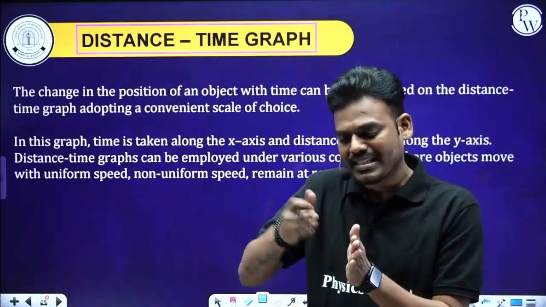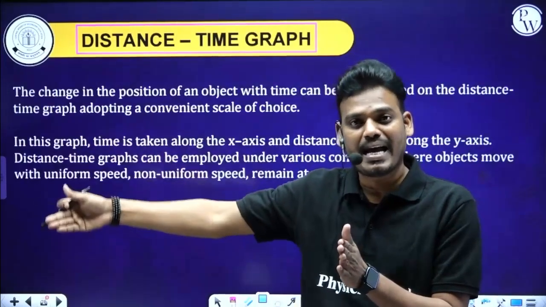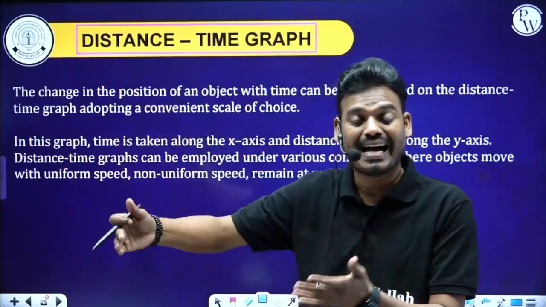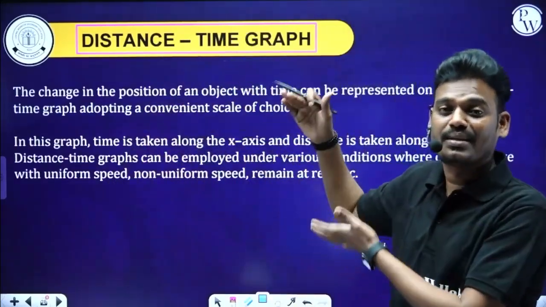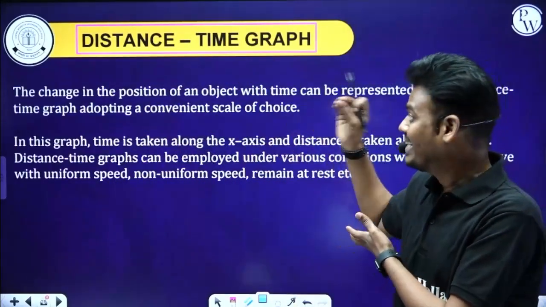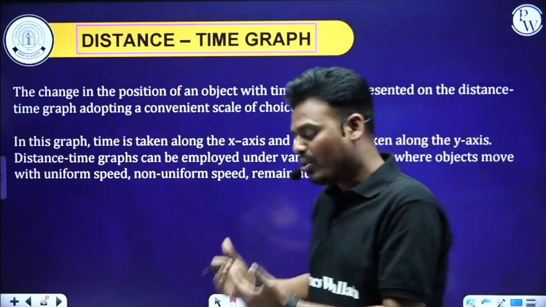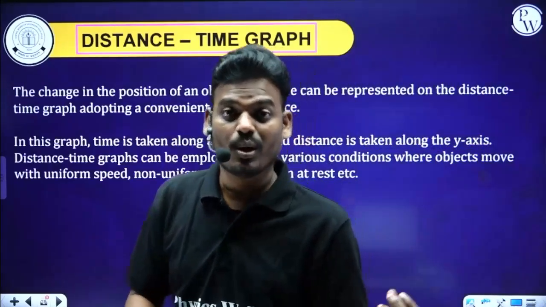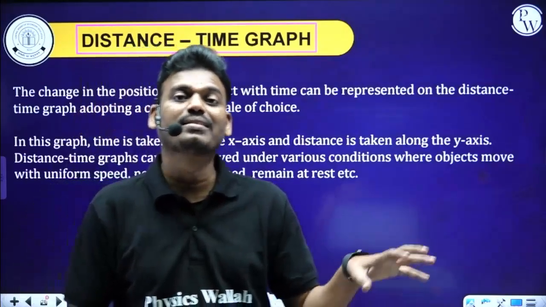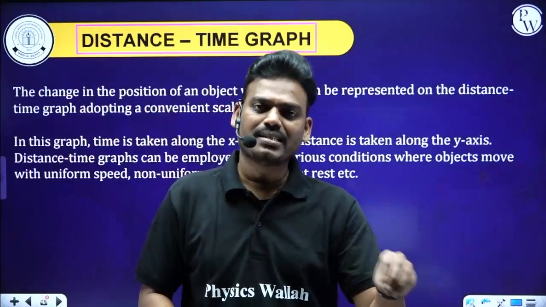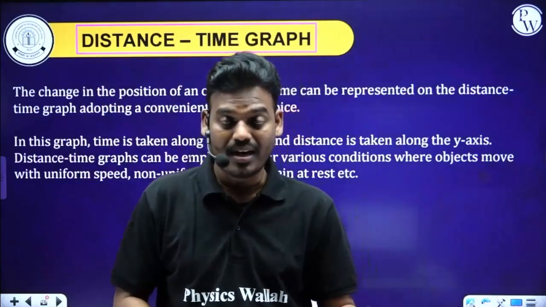When the body changes its position with respect to time, then the body is in motion. That motion of the body is represented with a distance and time graph. The motion can be uniform motion or non-uniform motion, or else the body is at rest. Let's consider different situations in a better way.